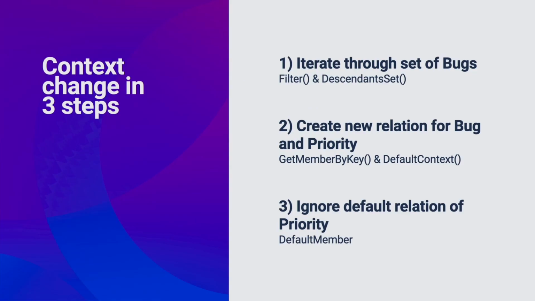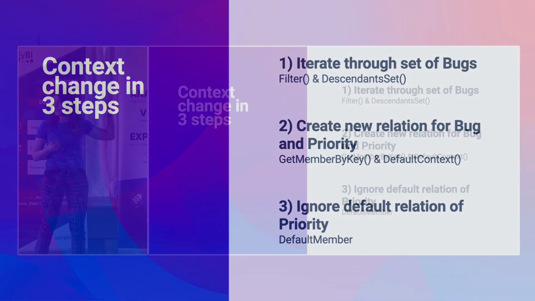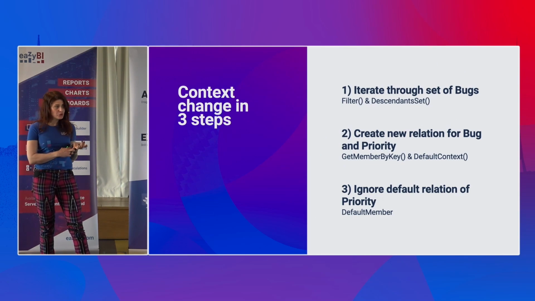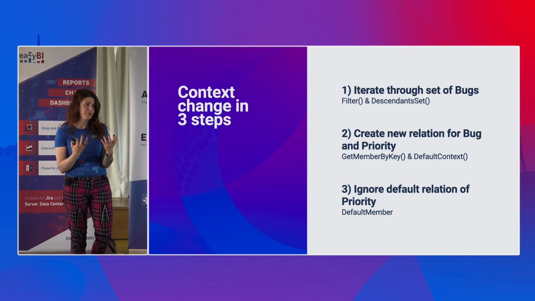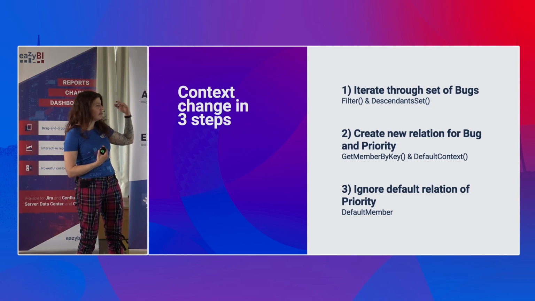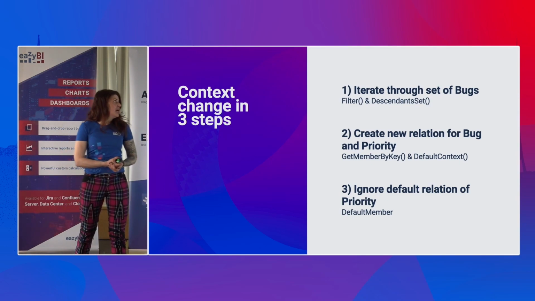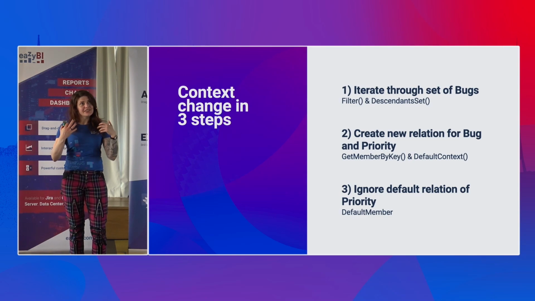Now comes the recipe, how to change the behavior of one dimension to behave differently as you want and to be related to some other object. The formula maybe will be longer, but the concept is those 3 steps. First, you have to iterate through the object you are interested in and for which you want to build this new relation. In my case, I will go through bugs. Then you have to create this new relation.